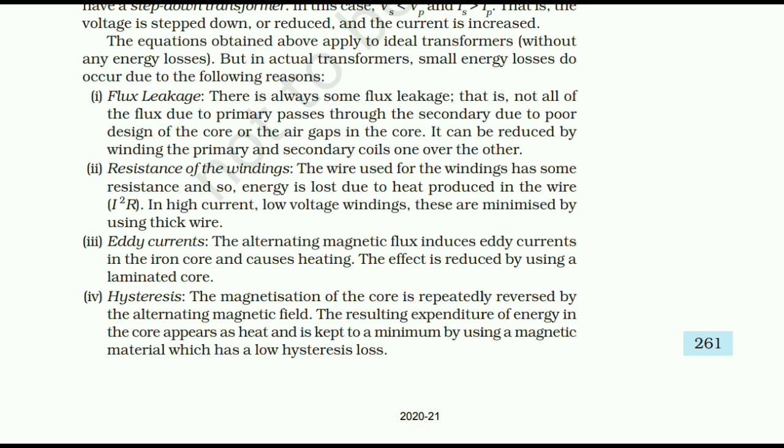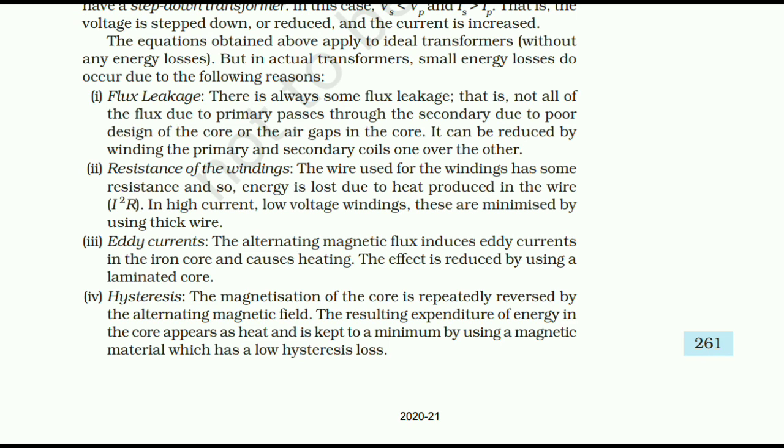Number 2, resistance of the windings. The wire used for windings has some resistance, and so energy is lost due to heat produced in the wire. In high current, low voltage windings, this is minimized by using thick wires. Number 3, eddy currents. The alternating magnetic flux induces eddy currents in the iron core and causes heating. The effect is reduced by using a laminated core.